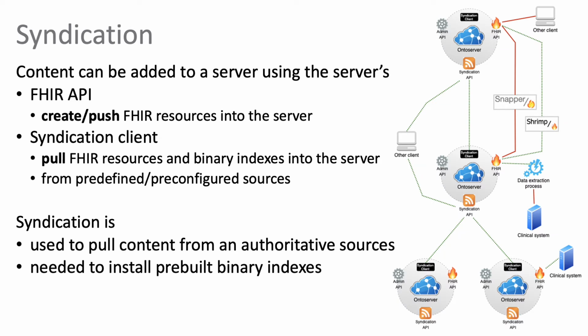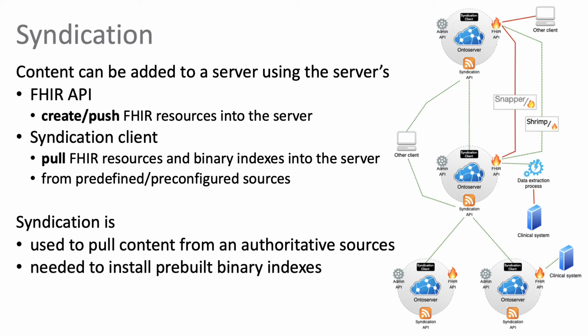Content can be added to OntoServer through its FHIR API and its inbuilt syndication client. The FHIR API is principally used to author content and is an API that can be used to push FHIR resources into OntoServer. However, the syndication API is the main topic of this presentation, used to pull content into the server. This can be used to pull FHIR resources and binary indexes from pre-configured sources using a syndication client that's built into OntoServer.